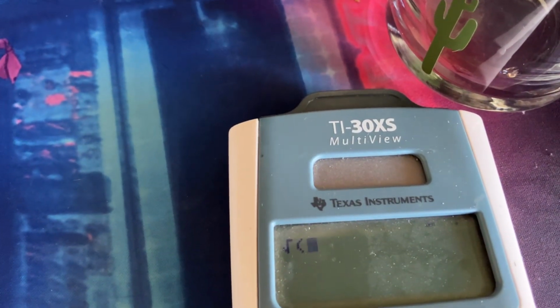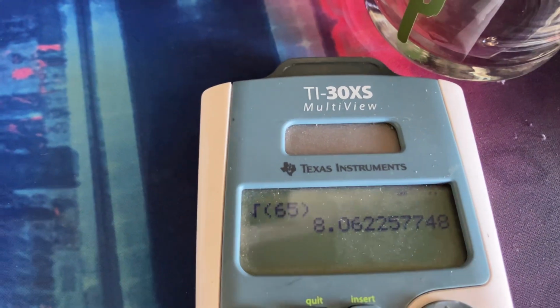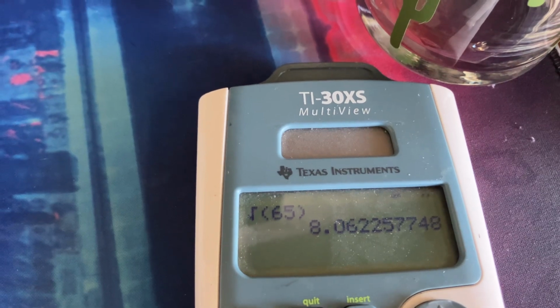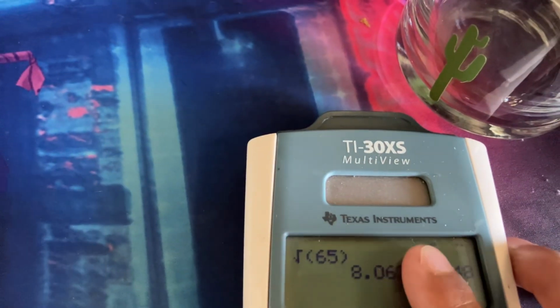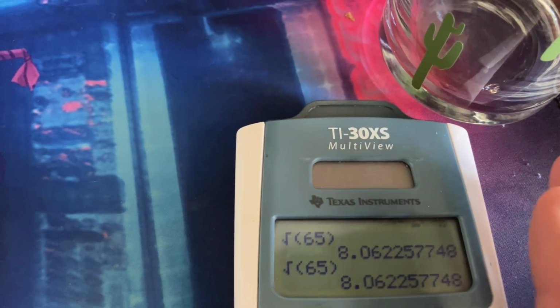Square root of 65 is going to give us 8.0622577748. We don't need all those numbers. You probably just need the first 3. That's it. So 8.06.